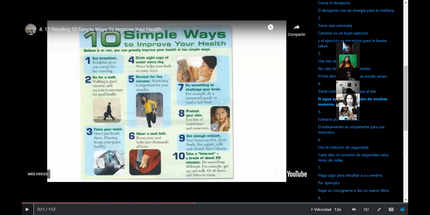Jandel, number 6. Wear a seat belt. Every year, seat belts save thousands of lives. Excellent. Jacqueline, number 7. Do something to challenge your brain. For example, do a crossword puzzle or read a new book. Excellent. Anna, number 8. Protect your skin. Use lots of moisturizer and sunscreen.